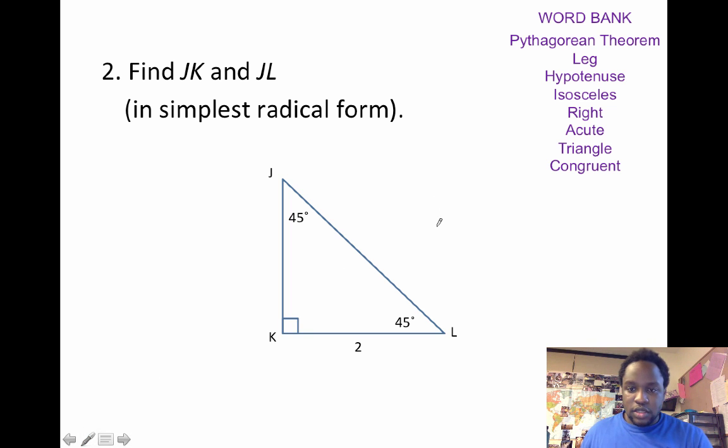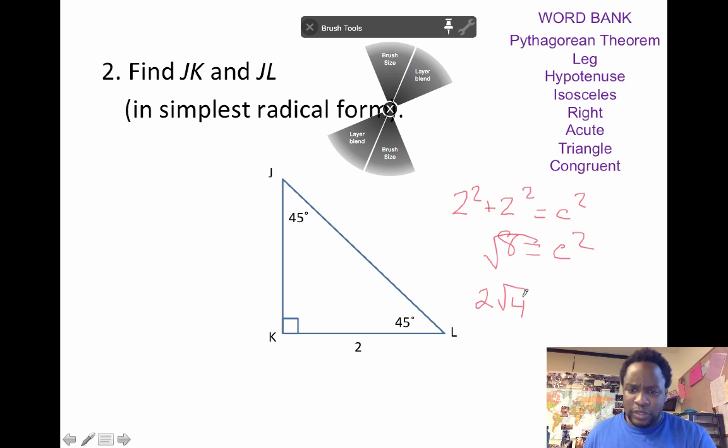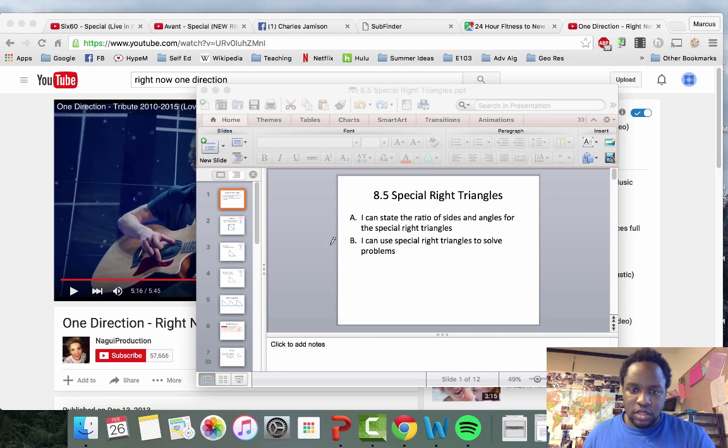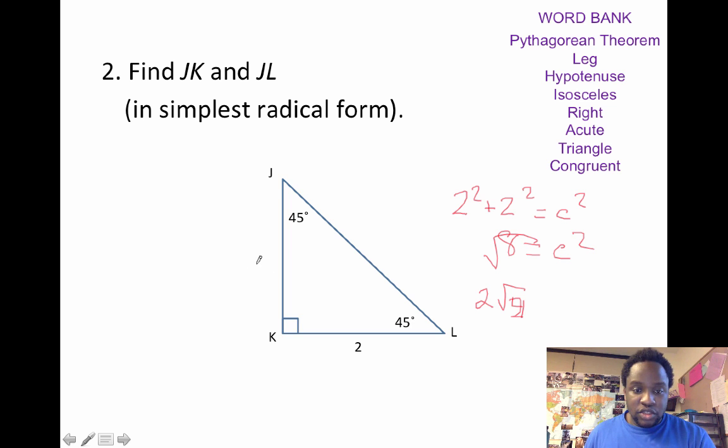All right, let's do this. So we get 2 squared plus 2 squared equals C squared. So this is 8. So 8 equals C squared. So that means this is the square root of 8, or 2 radical 4. Oops, sorry, 2 radical 2. So we get 2 and 2 radical 2.